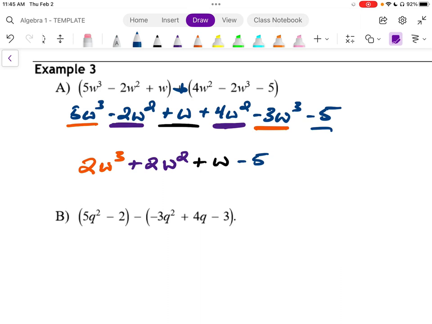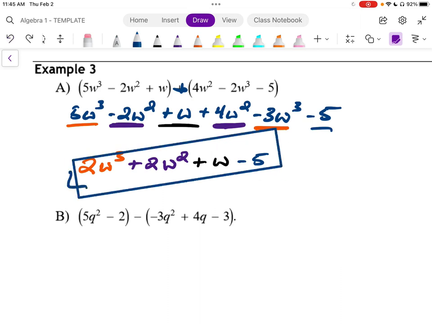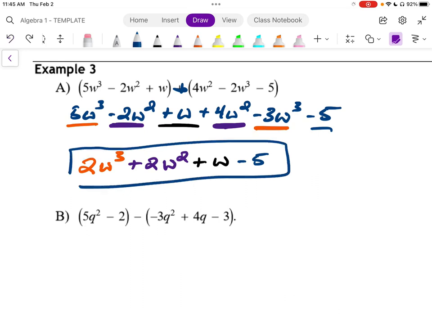Okay, that is our new polynomial, right? We added up 2 of them, and we got a new one. There we go.